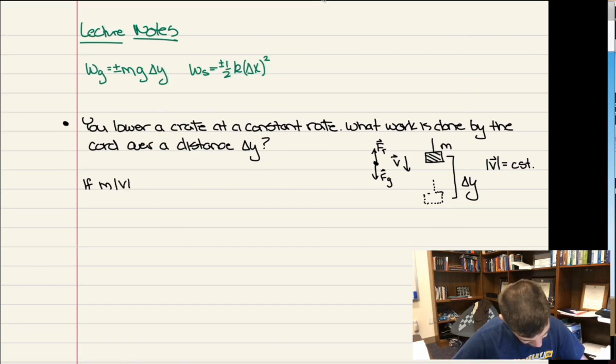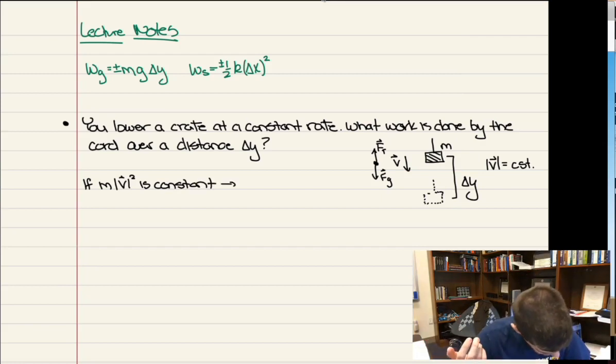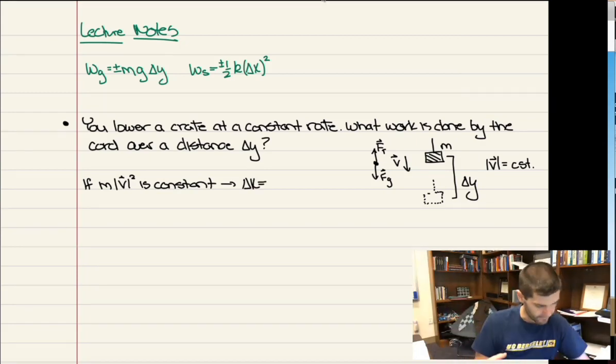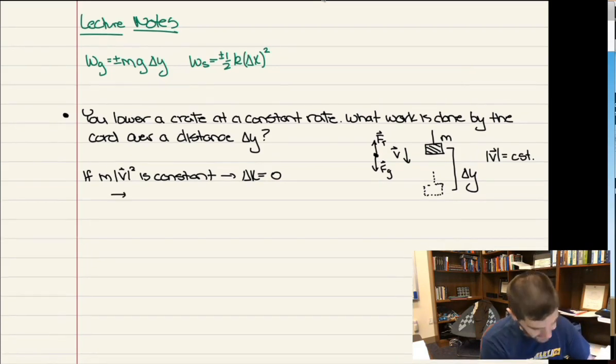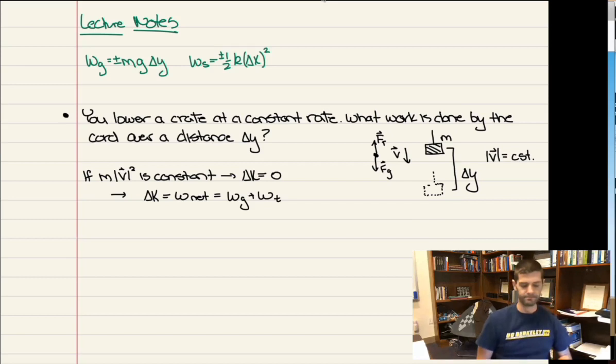If m and v are constant, then mv squared of course is constant, so the change in kinetic energy as the box lowers must be 0. The final kinetic energy must be exactly the same as the initial kinetic energy. So in that case, by the work energy theorem, the change in kinetic energy is just equal to the net work being done. But in this case, the net work is the work done by gravity and the work done by the tension in the rope, because there are 2 forces acting on the system.